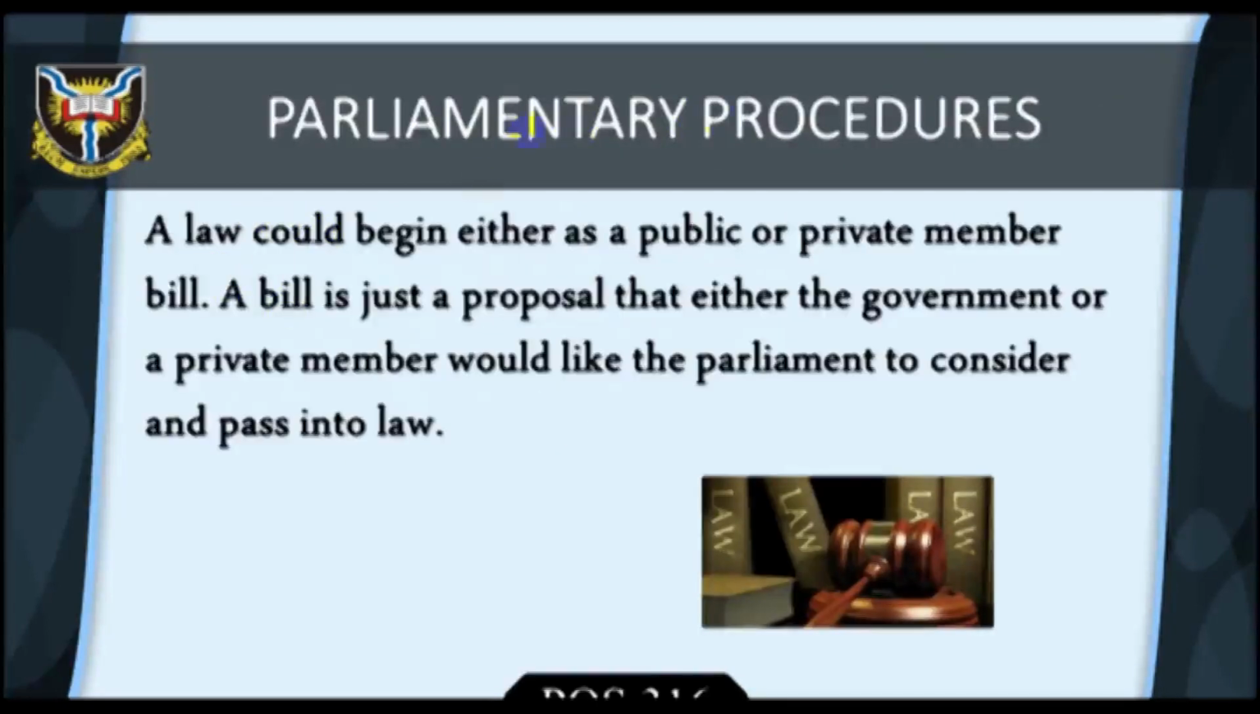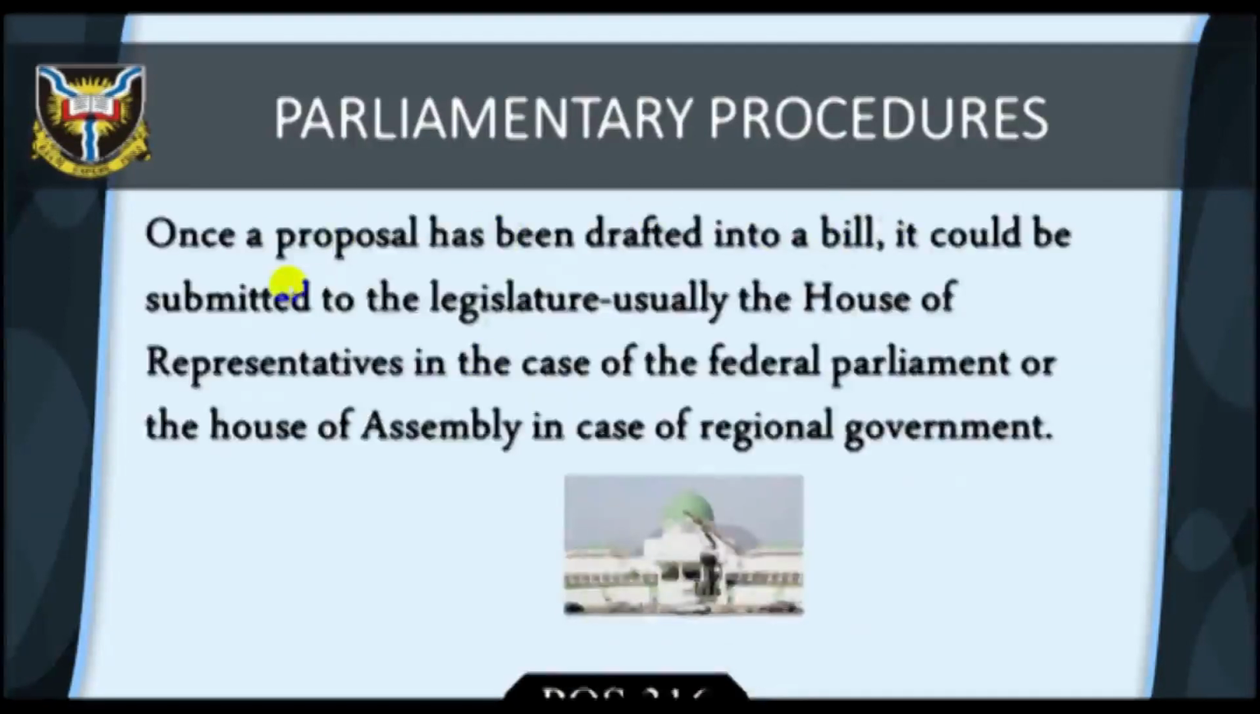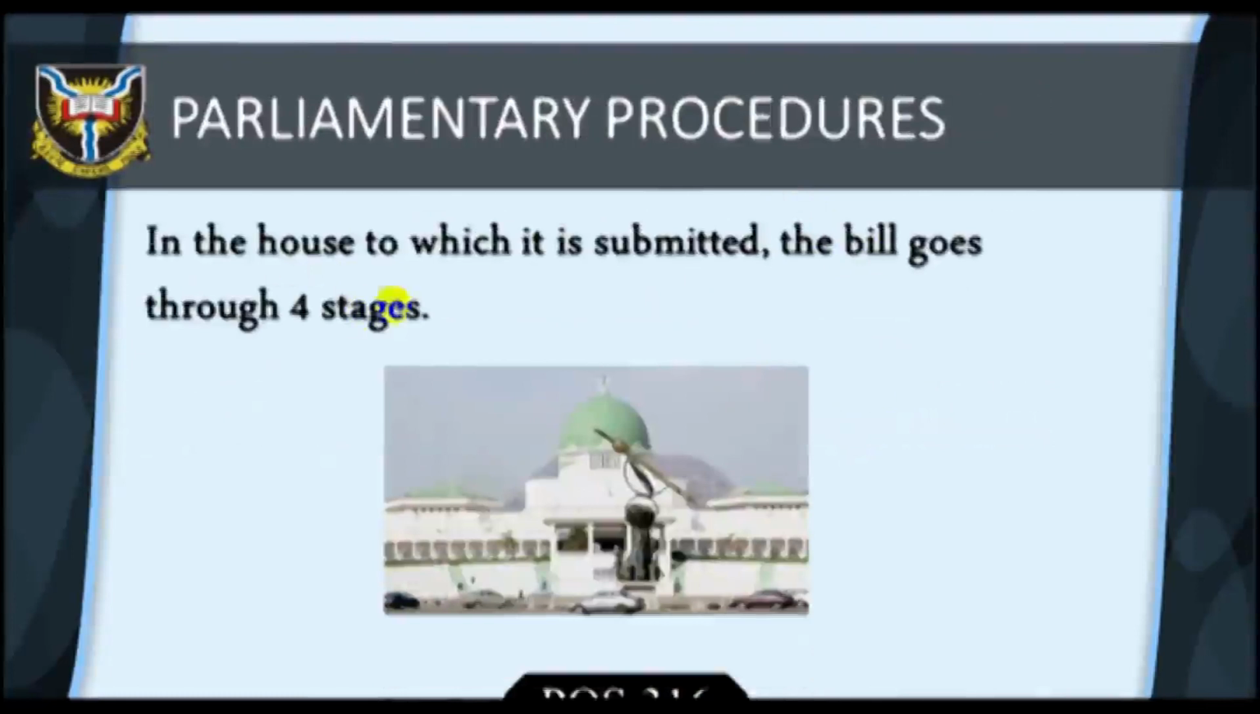Parliamentary procedures. The process of legislating both at federal and regional levels is very similar. A law could begin either as a public or private member bill. A bill is just a proposal that either the government or a private member would like the Parliament to consider and pass into law. Once a proposal has been drafted into a bill, it could be submitted to the legislature, usually the House of Representatives in the case of the Federal Parliament or the House of Assembly in the case of regional government. In the House to which it is submitted, the bill goes through 4 stages.